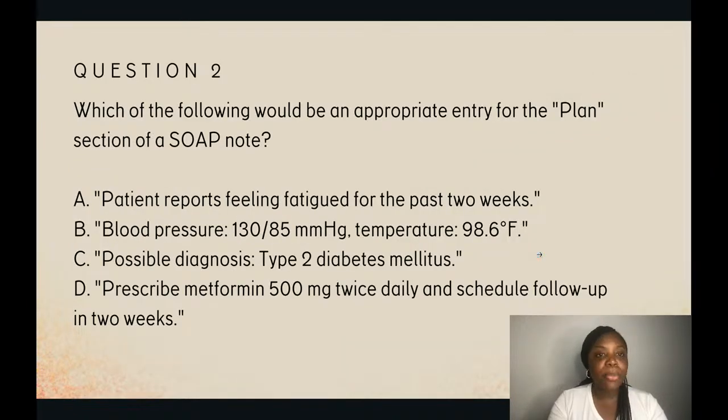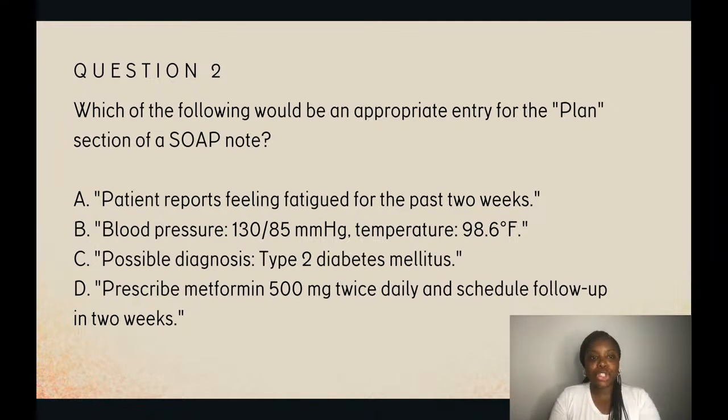All right, so question number 2. Which of the following would be an appropriate entry for the plan section of a SOAP note? A, patient reports feeling fatigued for the past 2 weeks. B, blood pressure 130/85 mmHg, temperature 98.6 Fahrenheit. C, possible diagnosis, type 2 diabetes. Or D, prescribe metformin 500 mg twice daily and schedule follow-up in 2 weeks.